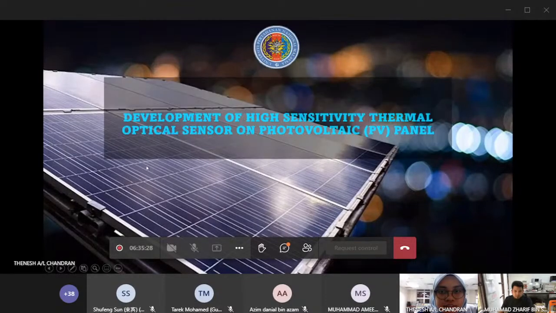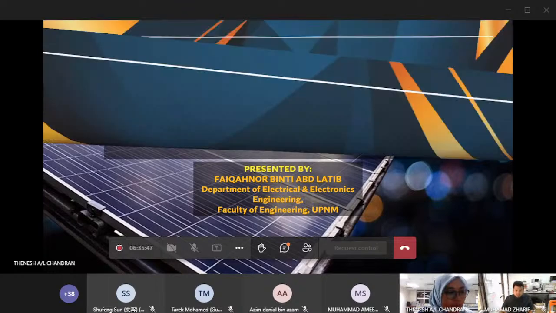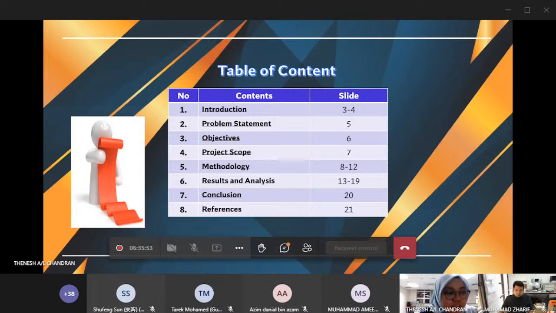Hi and Assalamualaikum. My name is Faikah Nur binti Abdul Latif. I'm from the Department of Electrical and Electronic Engineering, Faculty of Engineering, Universiti Pertahanan Nasional Malaysia, or National Defence University of Malaysia. In this presentation, I will show you my progress on developing an optical fiber sensor to monitor the temperature of PV panels. This presentation covers the introduction of the project, my progress including the experimental works, and the conclusion.